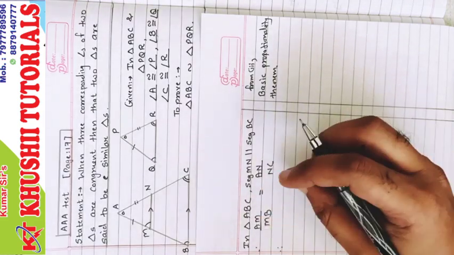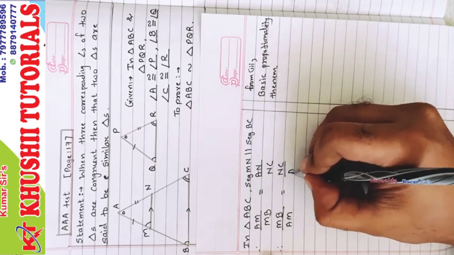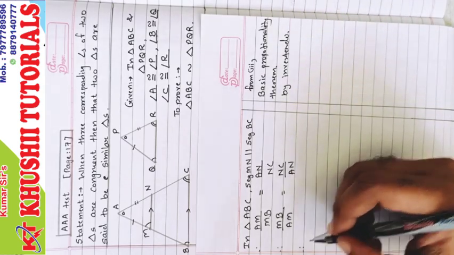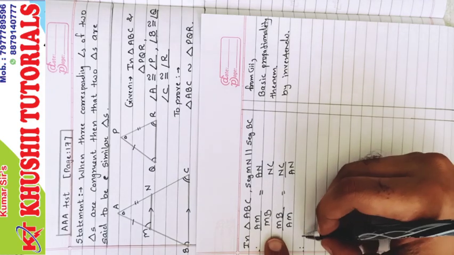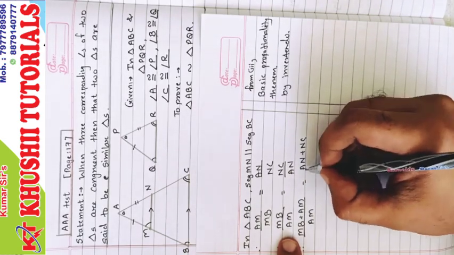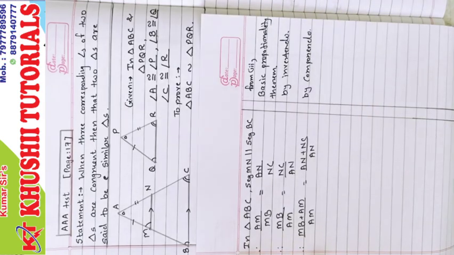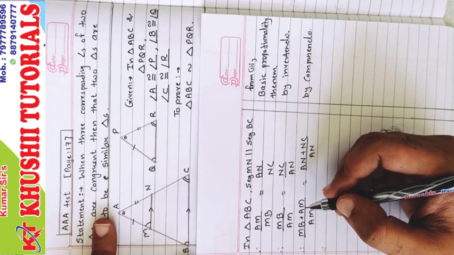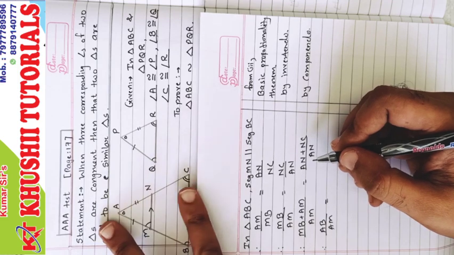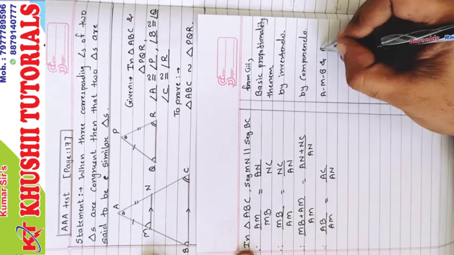Correct. Now what we will do, invertendo. So MB upon AM equal to NC upon AN by invertendo. Now after invertendo, what we have to do, componendo, numerator plus denominator upon denominator. So MB plus AM upon AM equal to AN plus NC upon AN by componendo. Now when you add MB and AM, we will get AB upon AM, and AN plus NC will become AC upon AN. Reason, A-M-B and A-N-C.